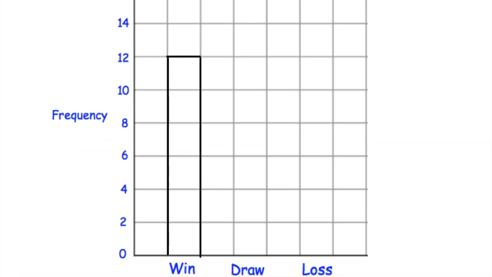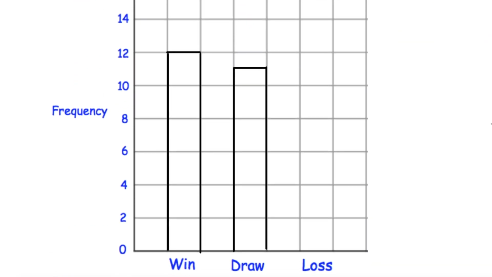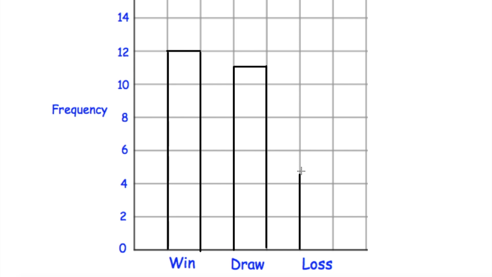Draw was 11. They drew 11 matches, so it's going to be, we've got 10 there, 12's there, so it's going to be in the middle, so 11's there, across and down. And then in terms of loss, how many did they lose? They lost 7 matches, so it's going to be starting here at 0, going up to 7, which would be there, across and down. And that's it. That's the bar chart completed.